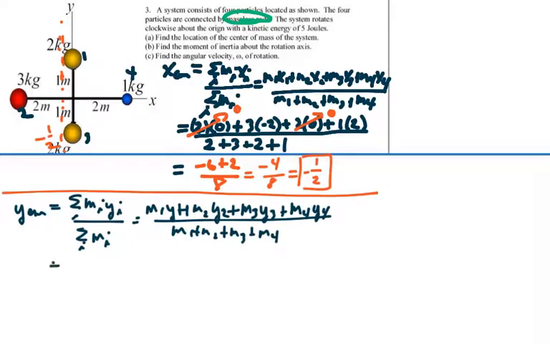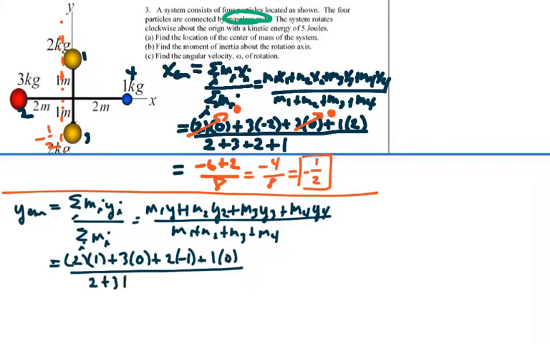So if we wrote that out, using our same masses, that would be 2 kilograms at y equal to 1, plus 3 kilograms at y equal to 0, plus 2 kilograms at y equal to negative 1, plus 1 kilogram at y equal to 0, all over the total mass of the system, 2 plus 3 plus 2 plus 1. So this is actually going to be equal to 2 plus negative 2, or 0 over 8, or 0.